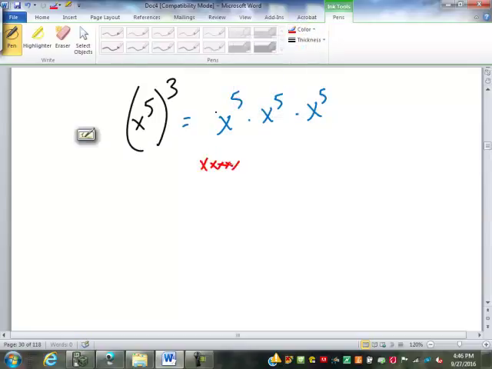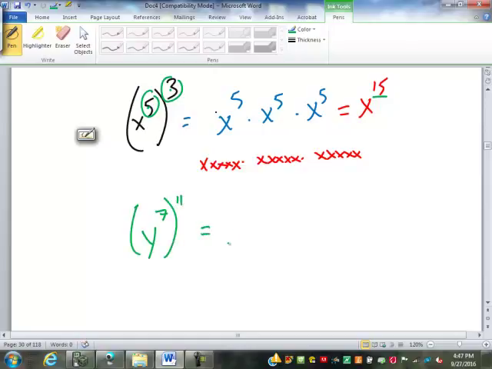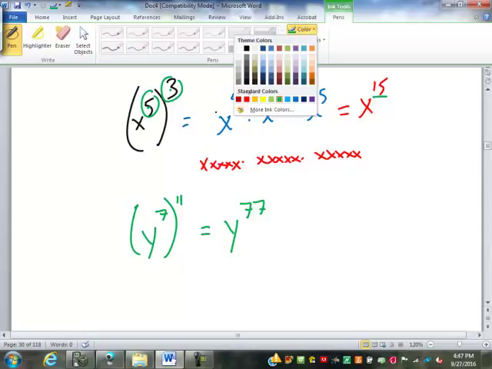Or 5 x's, another 5 x's, and another 5 x's, all multiplied together. How many total x's are there? 15. So x to the 15th. Do you guys remember the rule when you have a power to another power? You multiply. 5 times 3 makes 15. So if I have y to the 7th, to the power of 11, what's that going to become? Y to the 77. Good. 7 times 11 is 77.